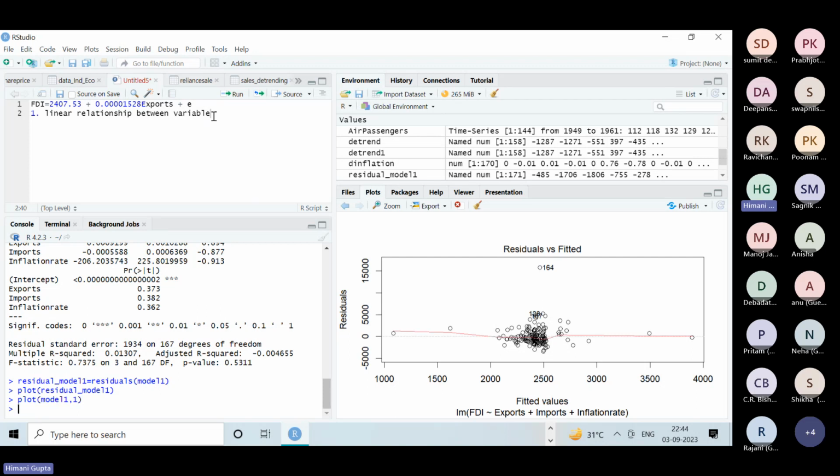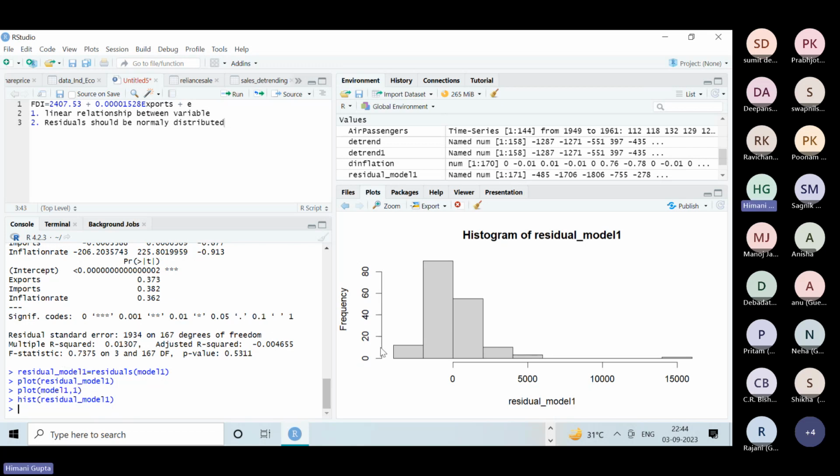Second assumption says that your residuals should be normally distributed. Your residuals should be normally distributed. So how are we going to make the diagram? We will see it by histogram, hist of residuals. We have stored the values under residuals of model 1. Now you can see over here, it's not normally distributed. There is an outlier over here. So my second assumption is also not fulfilled.